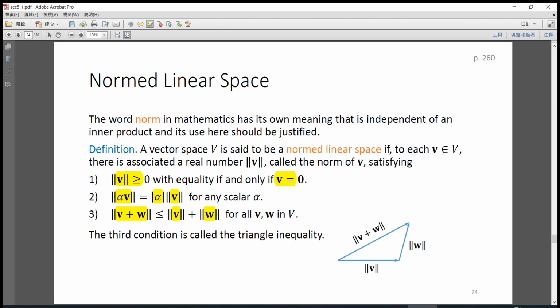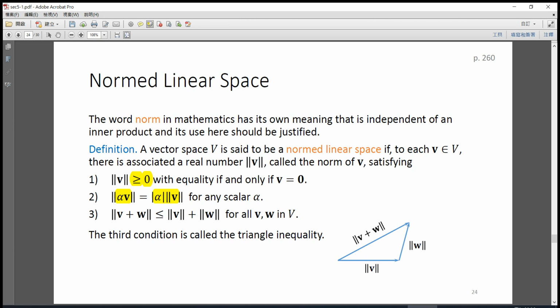And the physical meaning of the norm is the length of a vector. And therefore, the first property is intuitive because the length of a vector is always greater than or equal to 0. And the length of a vector equals 0 if and only if the vector is the 0 vector. And the length of alpha v always equals the absolute value of alpha times the length of the vector. And the third property is the well-known triangle inequality.